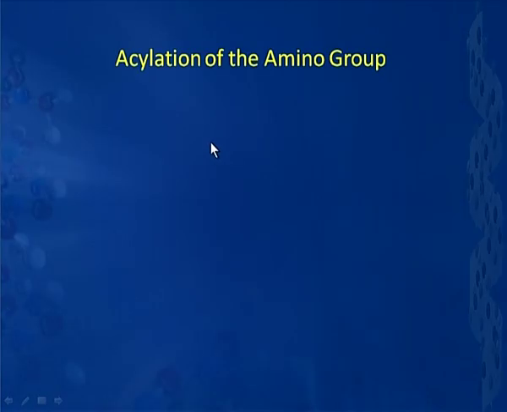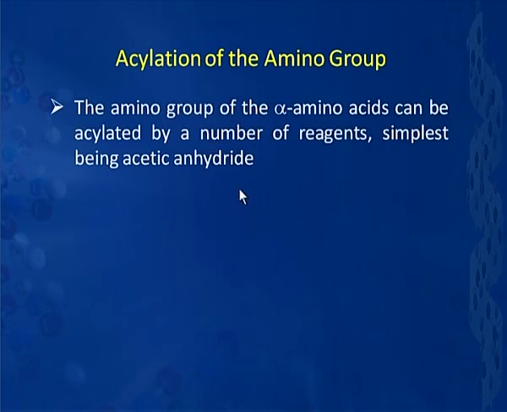These are the two reactions we talked about. Basically, they were about the ones which can be used for identification. Now we move on to the reactions which are used for synthesizing peptides, because they are useful for synthesis of peptides. Let us see what they are. The first reaction is acylation of the amino group. This is very important here.